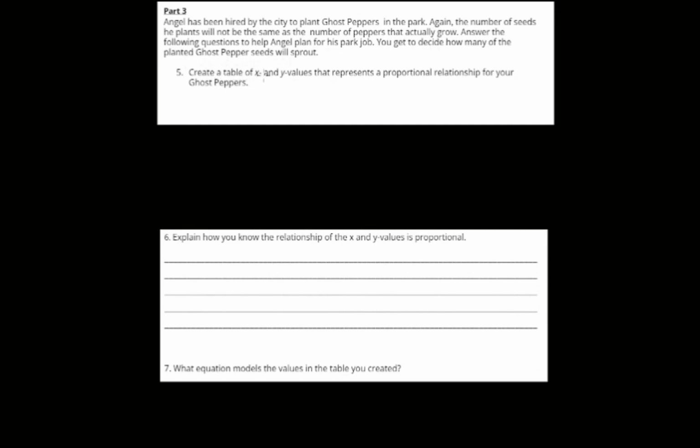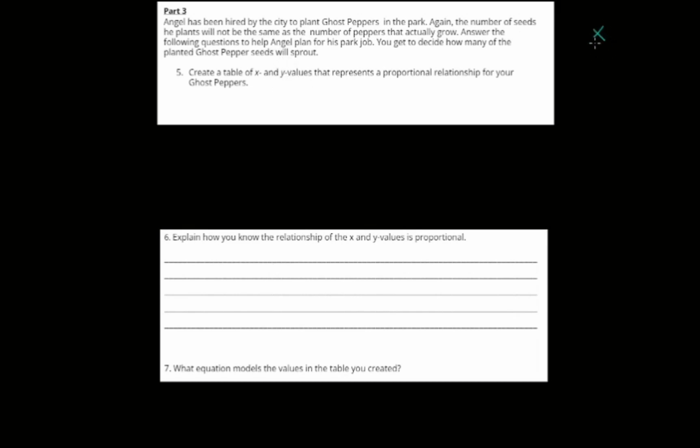Create a table of X and Y values that represent a proportional relationship for your ghost peppers. So there's a new plant, and you get to determine what the constant of proportionality is. In other words, the relationship between how many you plant and how many actually grow.